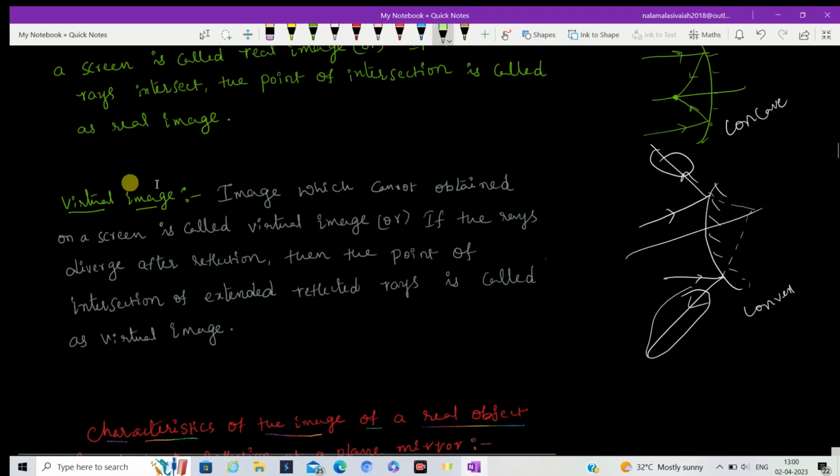So you can see the virtual image definition. An image which cannot be obtained on a screen is called a virtual image. Or if the rays diverge after reflection, so these are the divergent light rays, then the point of intersection of extended reflected rays is called virtual image. These are the reflected light rays, those are meeting at one point.